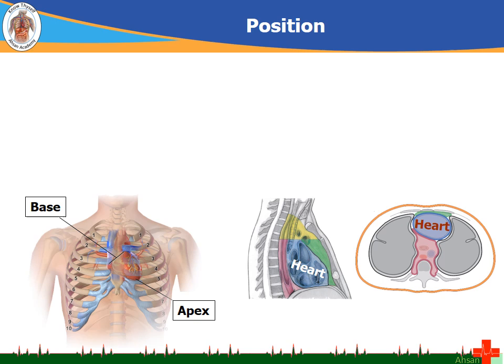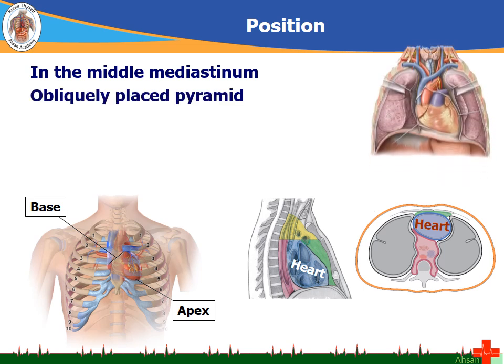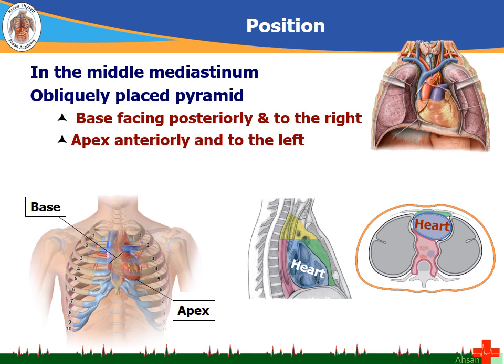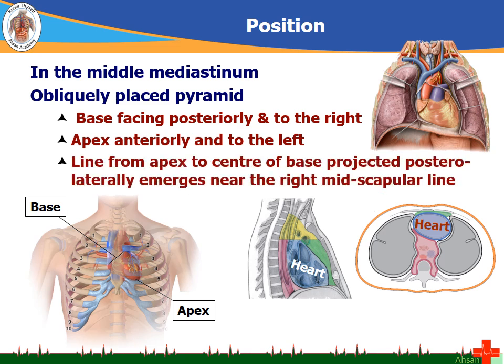Here is a figure showing the position of the base and apex of the heart, also its position in the mediastinum in the middle figure and the right figure. So this heart is situated in the middle mediastinum and it is an obliquely placed pyramid with the base directed posteriorly and to the right, and the apex is directed to the left and anteriorly. The line from the apex to the center of the base of the heart projects posterolaterally, emerging near the right mid-scapular line.